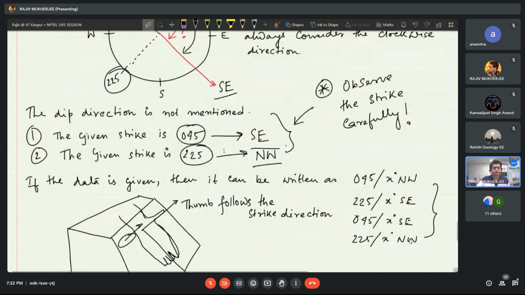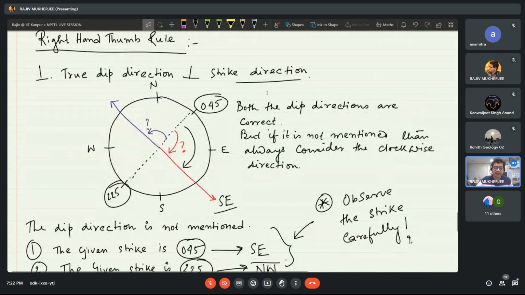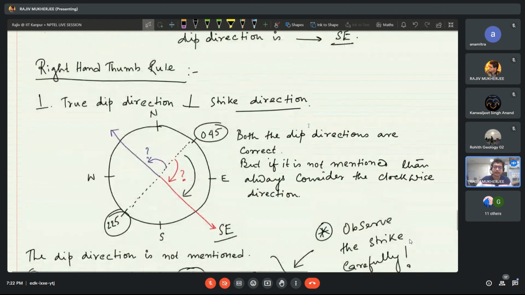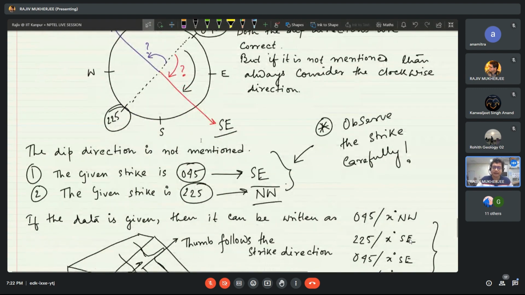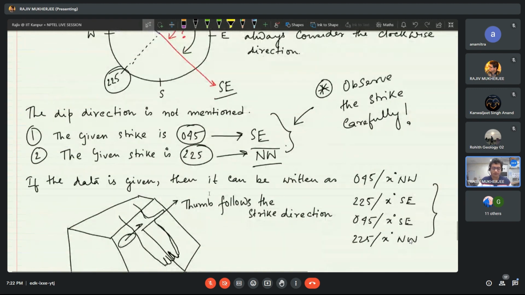It is specifically applicable whenever there is a confusion regarding the direction. If it is not mentioned, then by convention you have to take the clockwise reading from the strike end you are specifically mentioning. So if it is given 045, you take 90 degrees from that end, and if 225 is given, then you take 90 degrees from the other end.